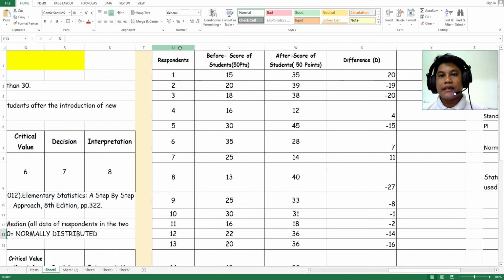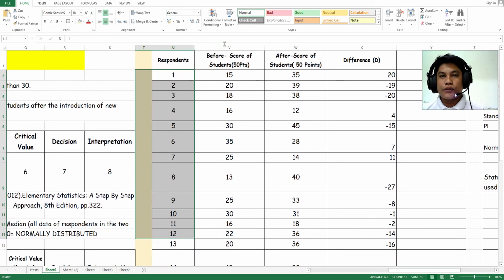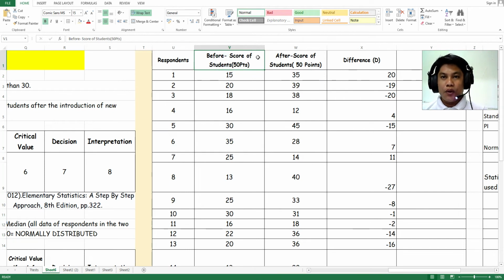Okay, so let's have an example for us to really understand thoroughly. So example, this is the column of the students. So in this case, we are using 22 students. And then we have the scores of the students before the strategy was implemented. So meaning this is the pre-test. And then we have the scores of the students after the implementation of the strategy. This is the post-test. And then we have the column, the difference. So D is the difference, simply subtracting before and after.